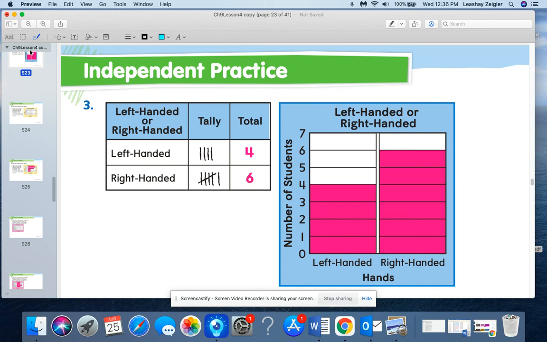It is found on page 551 and 552. Also, I want to remind you to please complete your homework. It is on page 553 and 554. I would like you to send me your independent practice as well as your homework via a picture on Canvas.